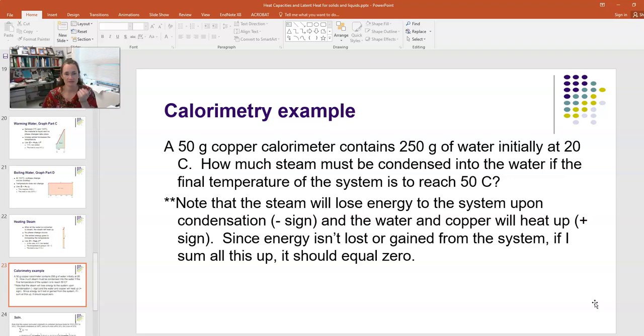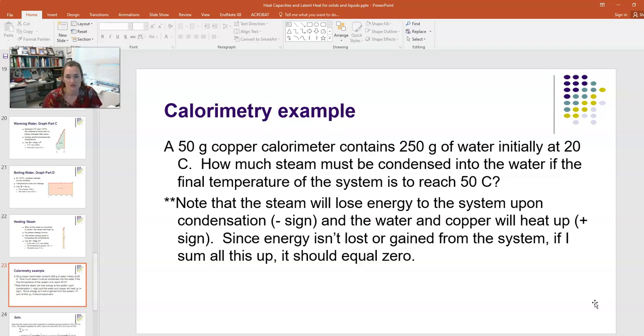Now, let's think about this. The steam is going to lose energy to the system by condensing. Okay, so first you're going to have steam. The steam is going to come in. It's going to be at 100 degrees C. It's going to condense and become liquid water. Then that addition of that hot steam causes the water and the copper to heat up.